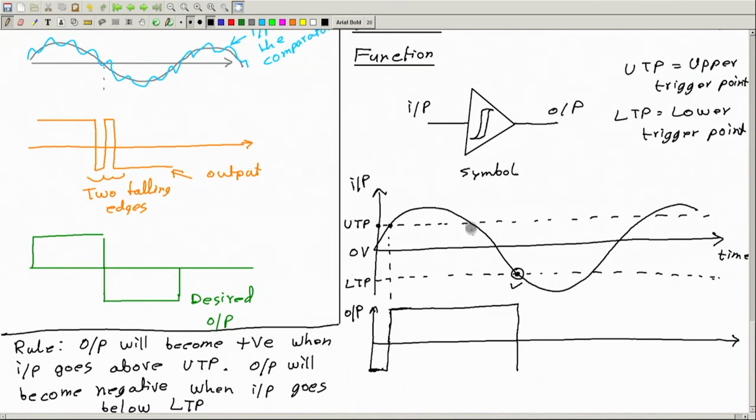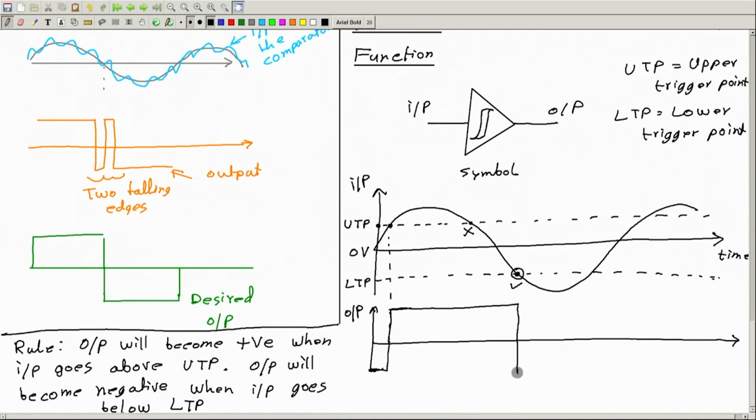Okay, so the output is not going to change here. Note that output is not going to change at the moment when input is coming below the upper trigger point. No, at this moment output is not going to change. Even at this moment when input is going below 0, output is not going to change here. Not here, not here, only here. When the input goes below the lower trigger point, output goes to negative.